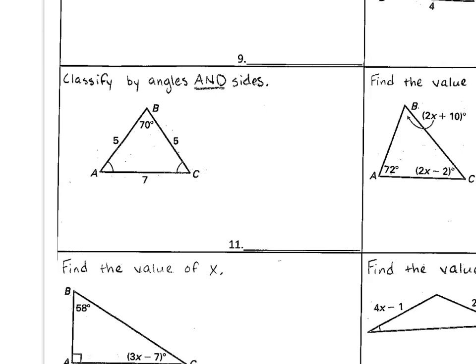Number 11, the same exact thing. Alright, you're going to say it's either equilateral, isosceles, or scalene, and it's either acute, right, or obtuse. Looking at the sides and looking at the angles.